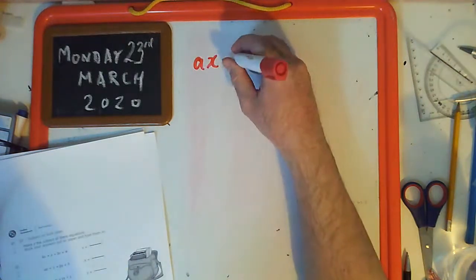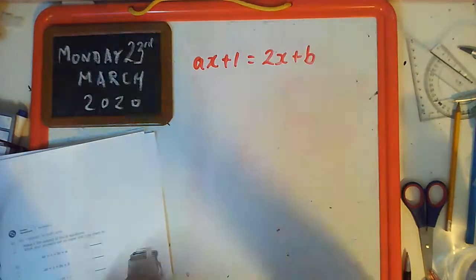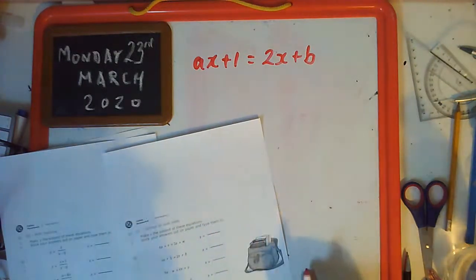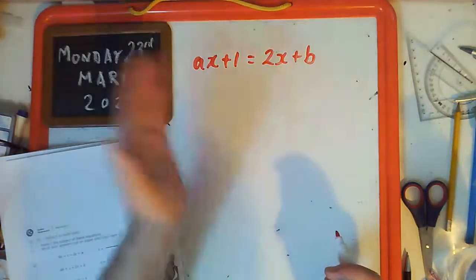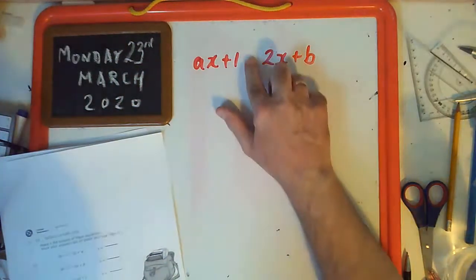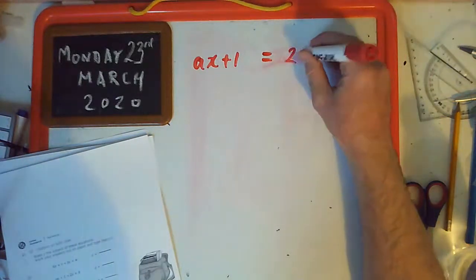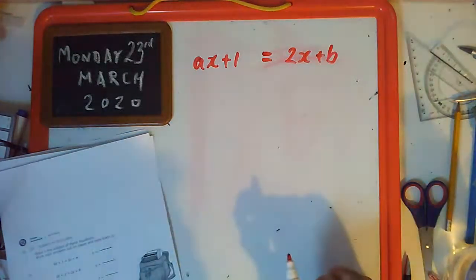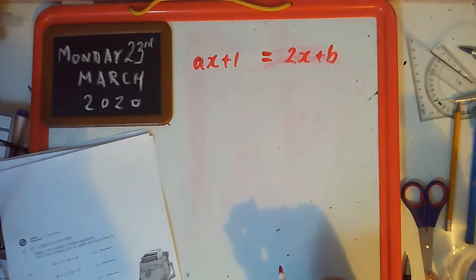ax plus 1 equals 2x plus b. Now remember, these won't necessarily be the questions that you get on your iMaths, but the structure of them tends to be similar. So I'd like all the x's on one side and all the other stuff on the other side. I'm actually going to space this out a little bit more to enable me to write things nicely lined up. Okay, so ax plus 1 equals 2x plus b.